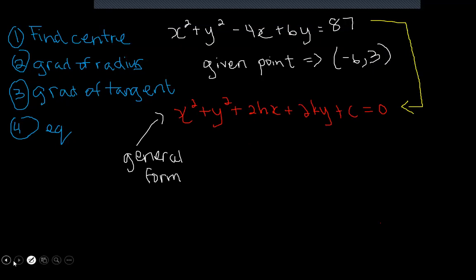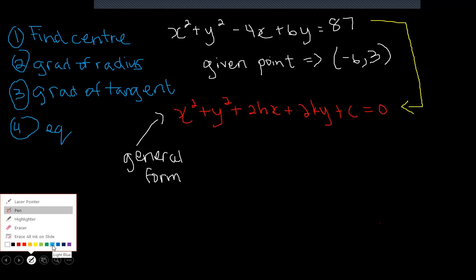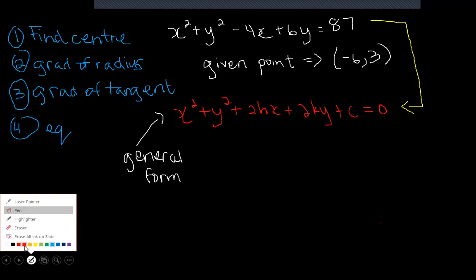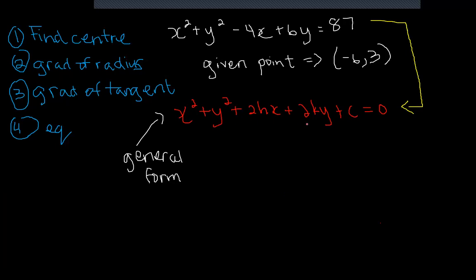In our previous class, we learned how to find the center when given the general form. We said we could use the equations. There are two ways. So the first one, you could use the equation: the value of h is equal to the coefficient of x divided by 2. K is equal to the coefficient of y divided by 2.